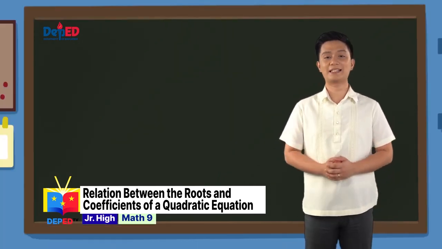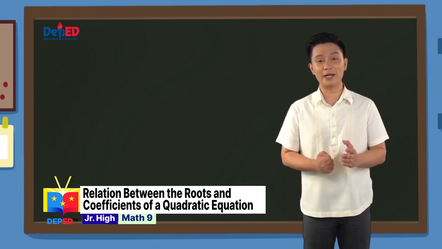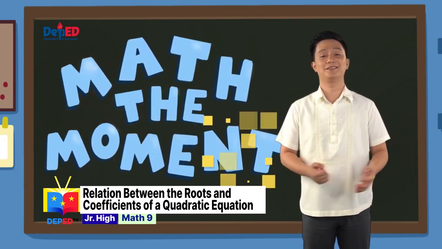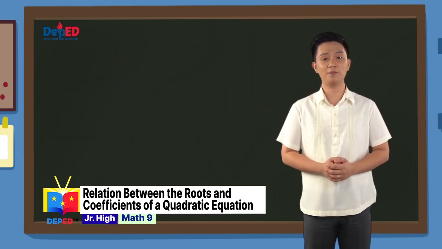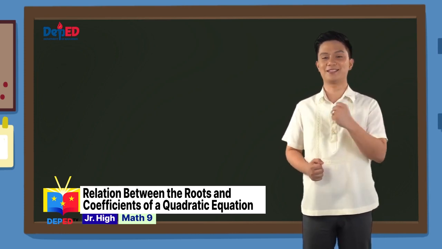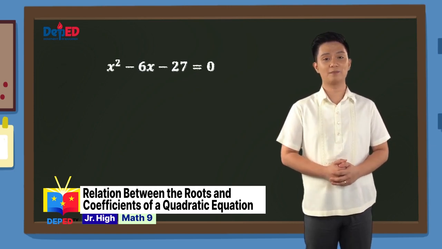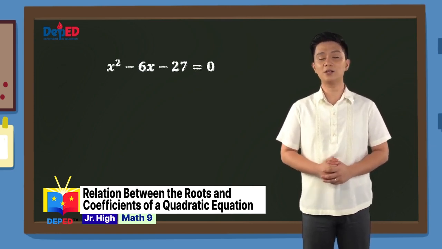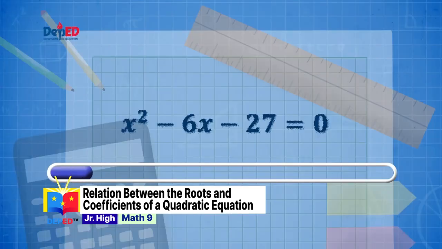Let's keep our minds active by answering this set of exercises. Kindly ready your pen and paper. Here is Math the Moment. So, given the equation, we will identify the sum and the product of its roots. Kagamath, let's do this. Equation number 1, x squared minus 6x minus 27 equals 0. 15 seconds, go!